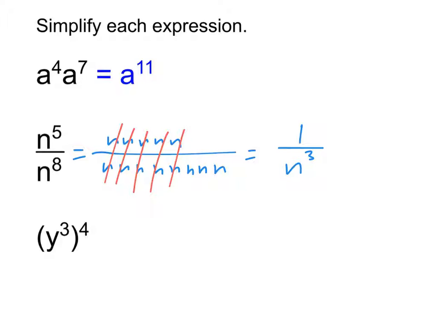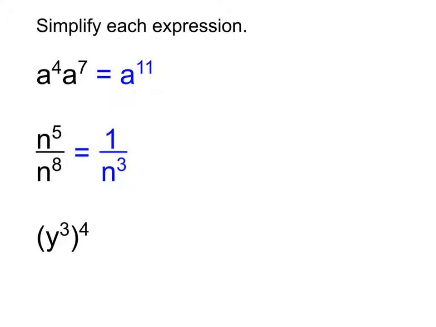So what's our rule? Well, technically what we're doing is we are subtracting. I'm doing the 5 minus the 8, which gives me a negative 3. And a negative exponent always means to put that exponent on the bottom. So that's why the n to the power 3 is on the bottom of the fraction, and we can also see why it goes on the bottom when we do that canceling thing.